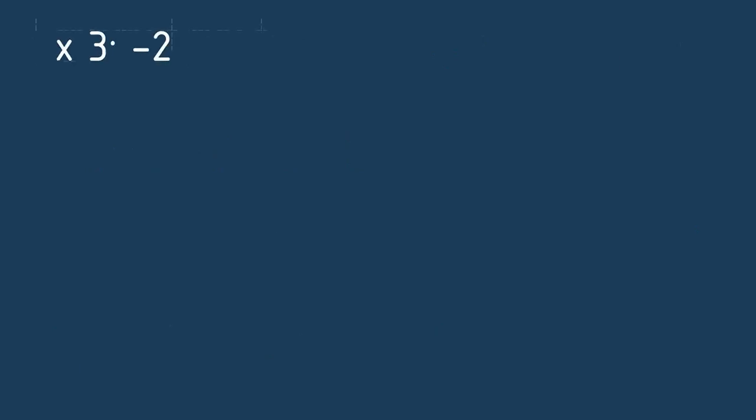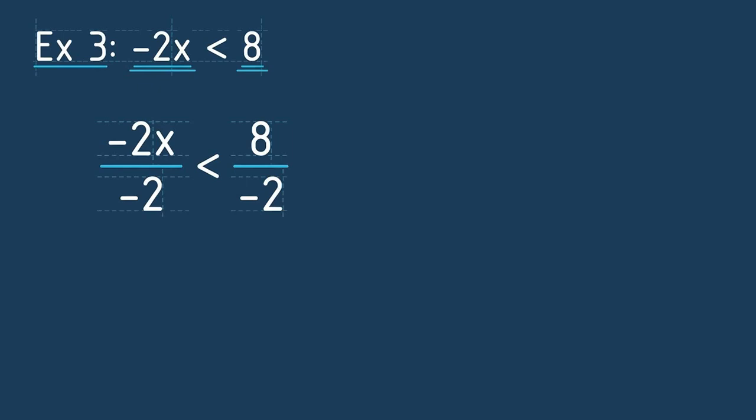Now example 3, this is the important one. Negative 2x less than 8. x is being multiplied by negative 2, so divide both sides by negative 2. Negative 2x divided by negative 2 less than 8 divided by negative 2.